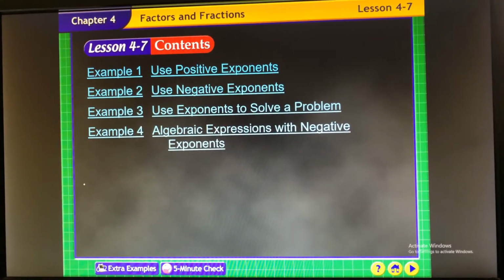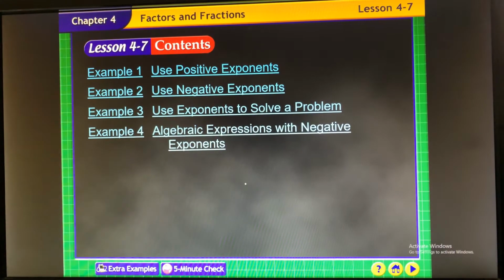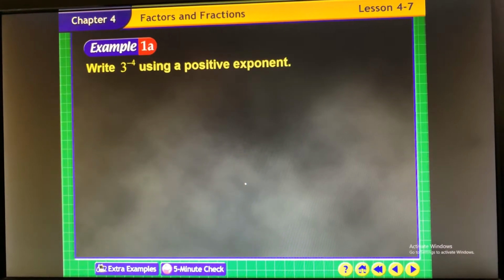All right, it's time to introduce you to negative exponents. So first let's start with positive exponents. I want to take this negative exponent and make it into a positive exponent. So first of all, let's take a second and remind ourselves of this pattern that we worked on before.